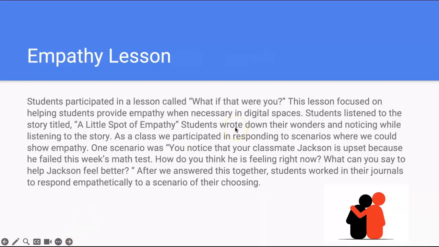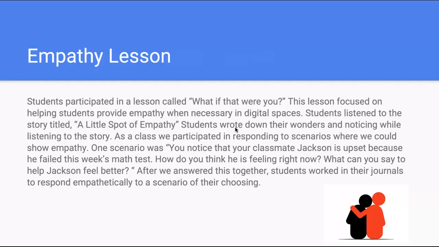The second lesson was a lesson on empathy. Students participated in a lesson called What If That Were You? This lesson focused on helping students provide empathy when necessary in digital spaces. Students listened to a story titled A Little Spot of Empathy, and students wrote down their wonders and the things that they noticed while listening to the story.